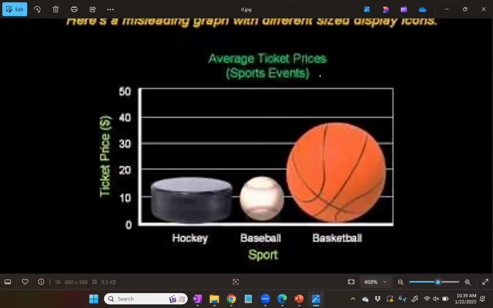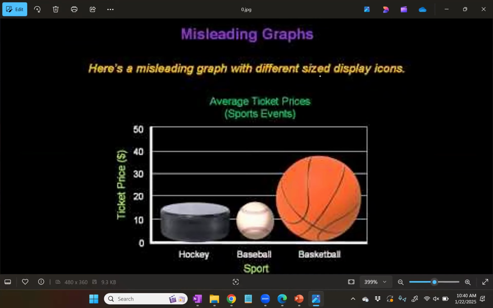Okay. Our first one is pretty straightforward. We have ticket prices. So you can see our ticket prices go up by 10. That's fine. What happens is when we have the picture of the balls, instead of just a bar, we've got some weirdness going on. Compare baseball to basketball. Baseball's price is approximately 20. Basketball's price is approximately 40. So double the price. Okay.